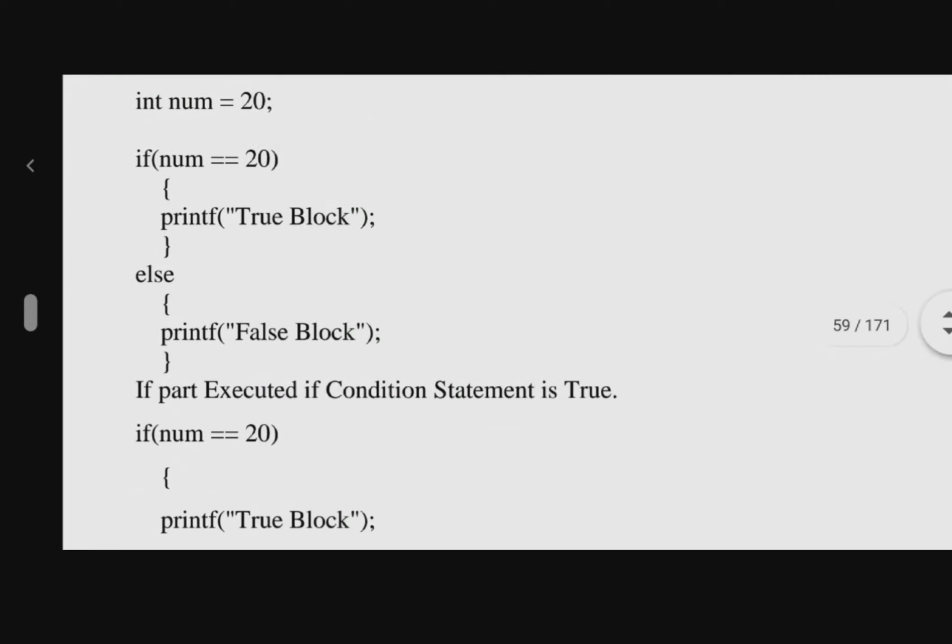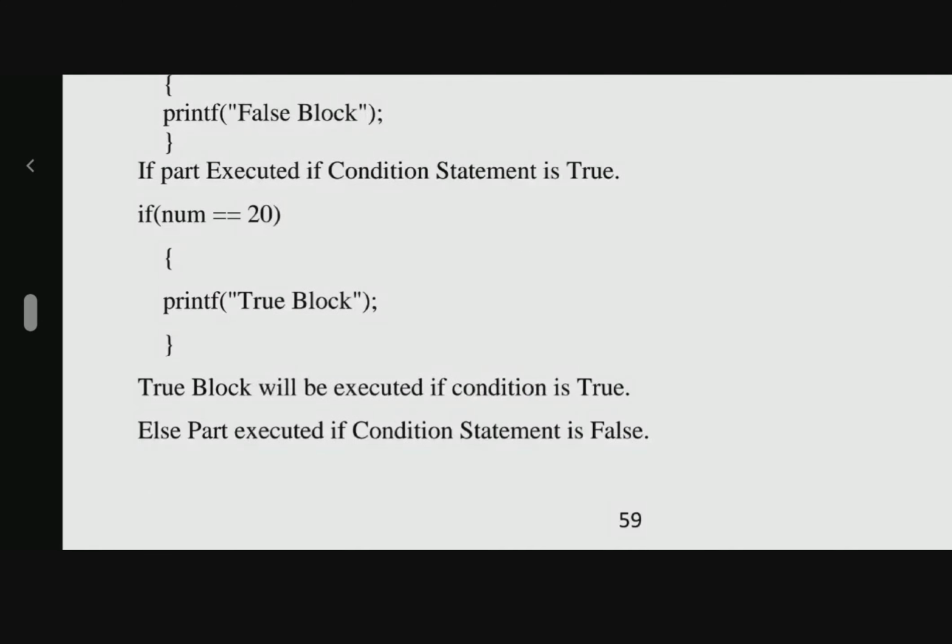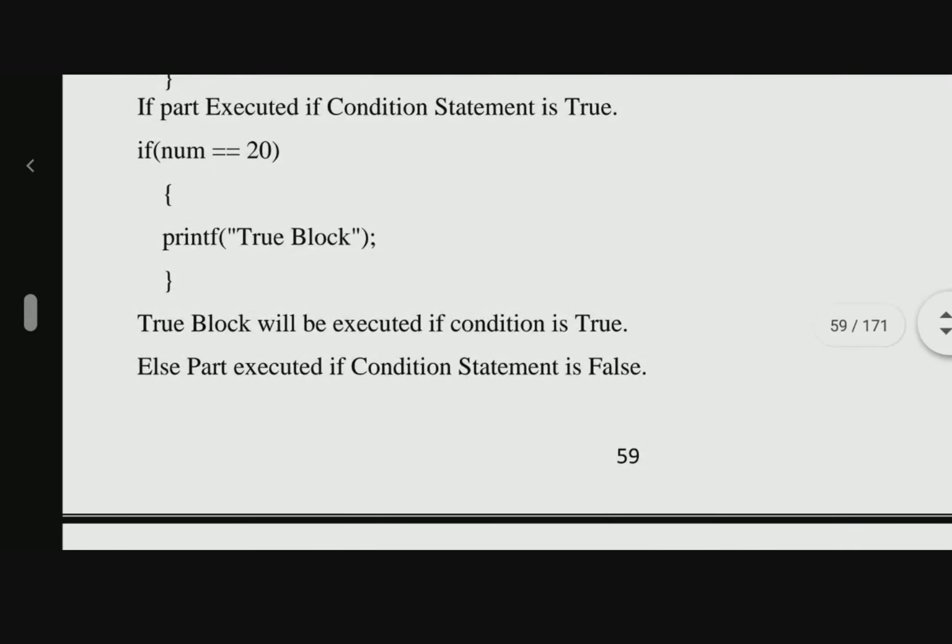Because you have to understand this concept, right? If the condition is true, then it will print whatever the printf is under the if condition on the screen. If the condition is false, it will go to the else part. It will print false block. So again, he has given the same things. The else part will be executed if the condition is false. That's what.